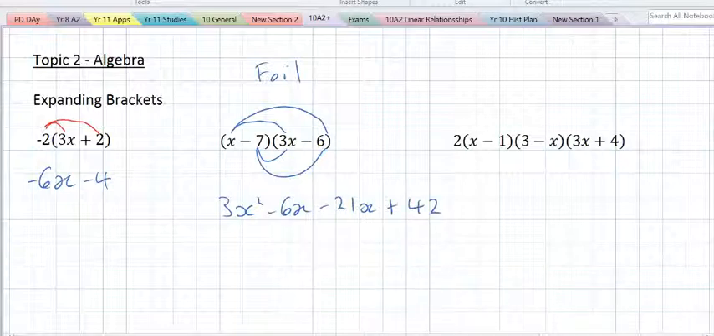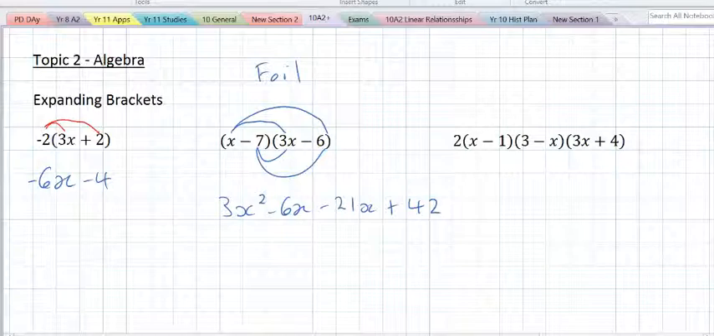Alright, so that expansion's come from, that's a squared. If you aren't used to my writing by now. X times 3x is 3x squared. X times minus 6 is minus 6x. X times... it's minus 7 times 3 is minus 21x. Minus 7 times minus 6 is positive 42.